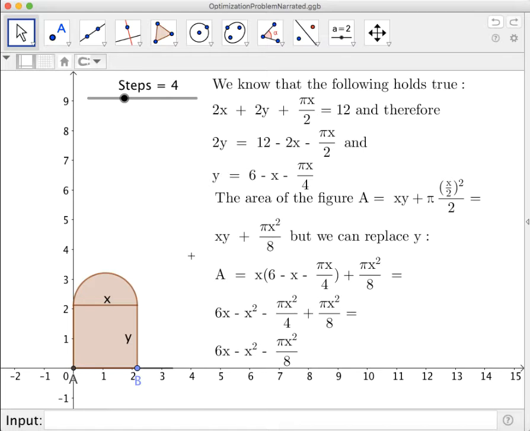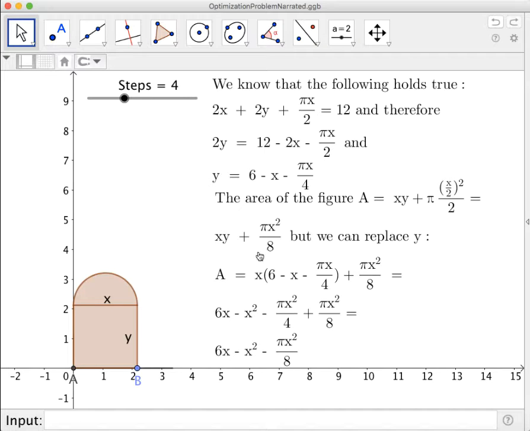So the area of the figure A is going to be the area of the rectangle, which is x times y, plus the area of the semicircle, which is pi times the radius squared, so that's x over 2 squared, and then that divided by 2 because we're dealing with a semicircle here. So that's going to give us xy plus pi x squared over 8. When we square this up here, we get x squared over 4, and then when we divide by 2 again, we end up with pi x squared over 8.